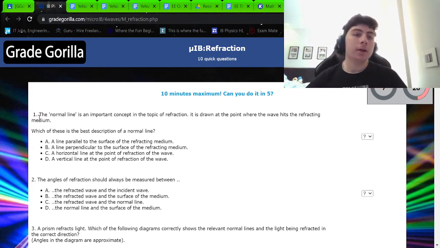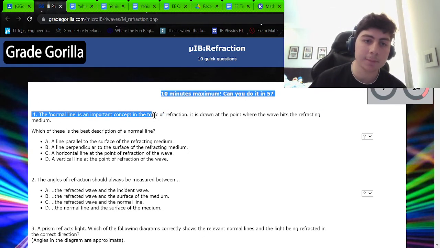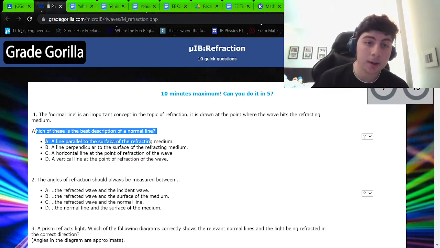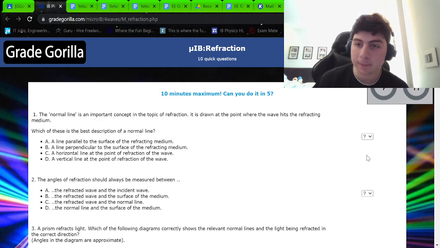Let's start. Right. This is topic 4.4. The normal line is an important concept in the topic of refraction. It's drawn at a point where the wave hits the refracting medium, which is just a description of the normal line. It's perpendicular to the surface. Yep. So B. No, not A. It's B.